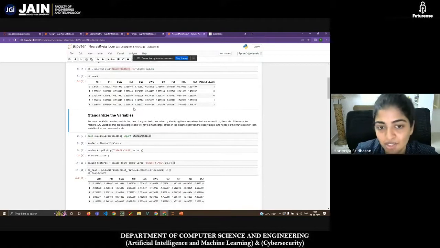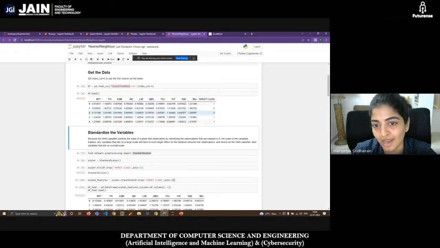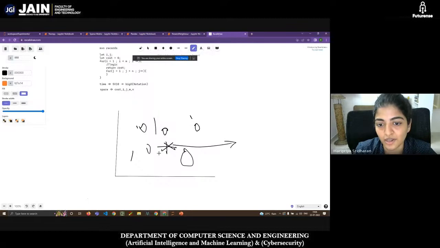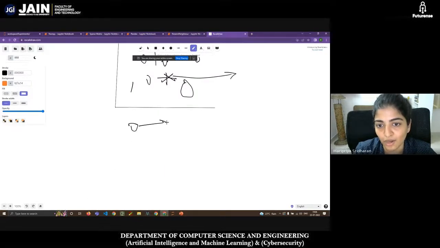Why is standardization important? Because it can fall under any category, right? Sometimes this can be the value 12. You don't know what it is. So you want to standardize it into 0 to 1, maybe. If you can standardize this data into a specific representation, then you can plot the graph.